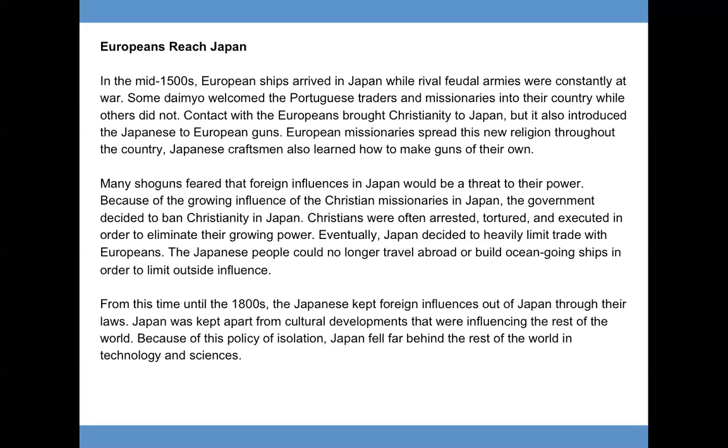From this time until the 1800s, the Japanese kept foreign influences out of Japan through their laws. Japan was kept apart from cultural developments that were influencing the rest of the world. Because of this policy of isolation, Japan fell far behind the rest of the world in technology and sciences.